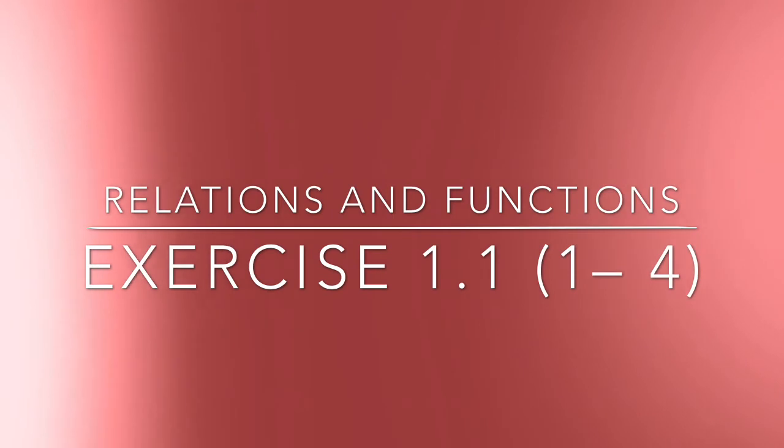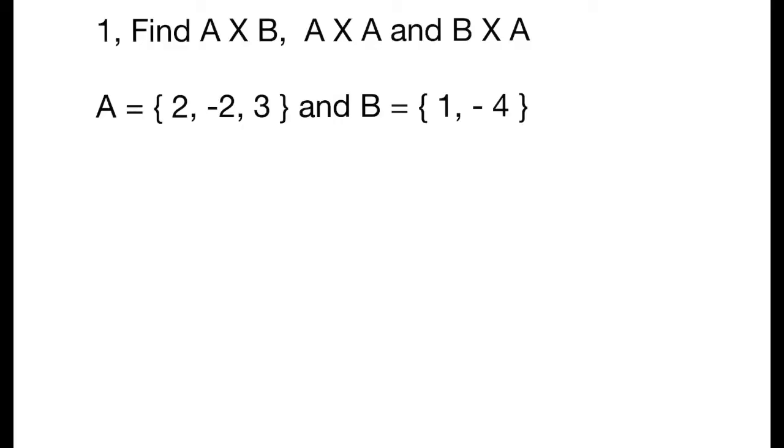Relations and Functions, Exercise 1.1. Answers to questions 1 to 4. First question. Find the Cartesian product of A and B, A and A, and B and A if the elements of set A are 2, minus 2, 3, and the elements of set B are 1 and minus 4.